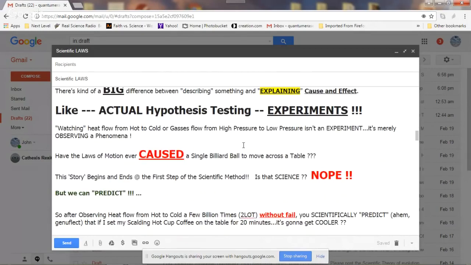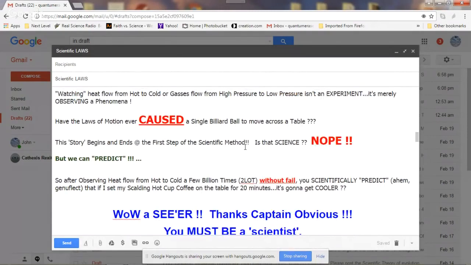You see, watching heat flow from hot to cold or gases flow from high pressure to low pressure isn't an experiment. It's merely observing a phenomenon, the first step of the scientific method. Have the laws of motion ever caused a single billiard ball to move across the table? No. We only use those laws to describe something that's already existing. And it's just an observation. The story begins and ends at the first step of the scientific method. Well, is that science? Nope.